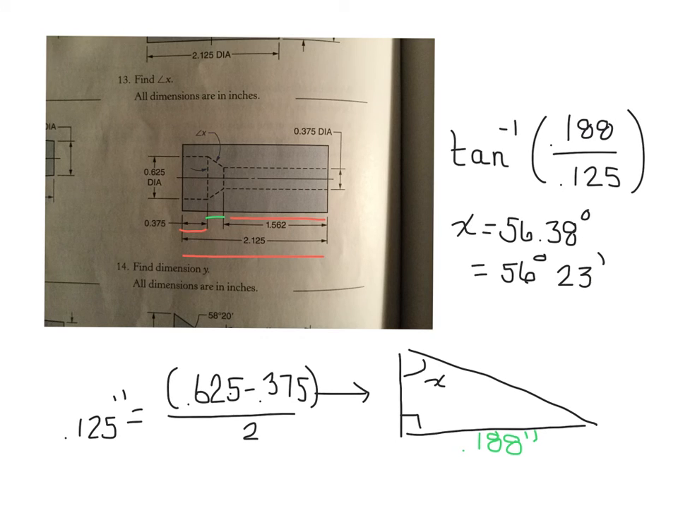Now the answer in the back of the book says that it is 51 degrees 25 minutes. I disagree. I believe that the measure of angle X is in fact equal to 56 degrees 23 minutes.